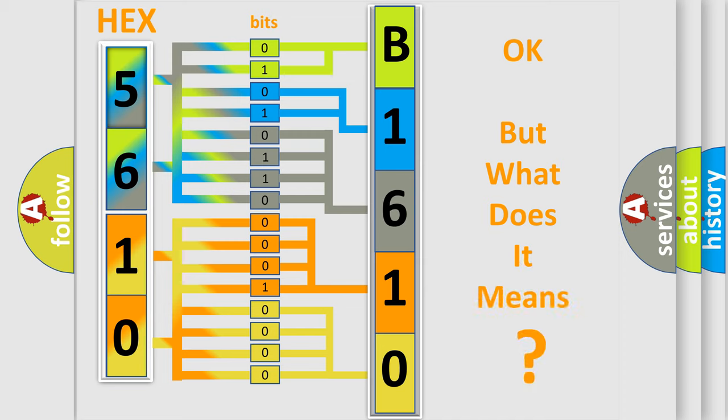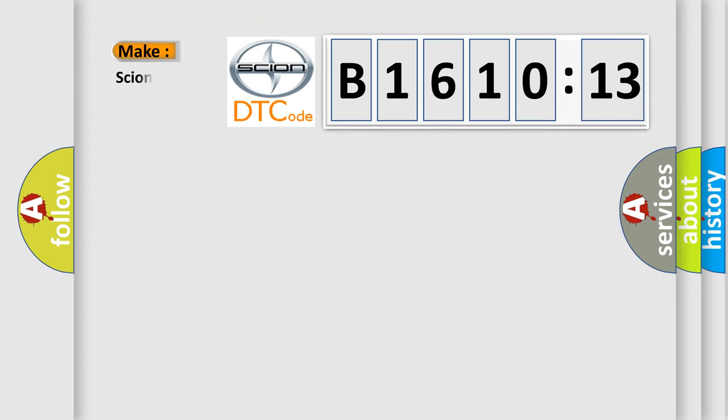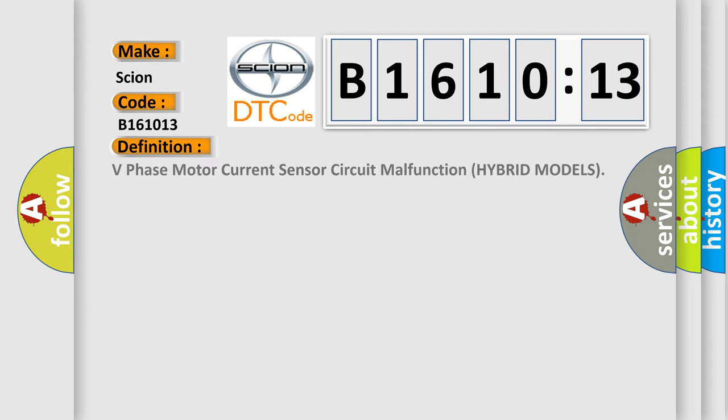The number itself does not make sense to us if we cannot assign information to what it actually expresses. So, what does the Diagnostic Trouble Code B1610-13 interpret specifically for Scion car manufacturers? The basic definition is: V-phase motor current sensor circuit malfunction, hybrid models.